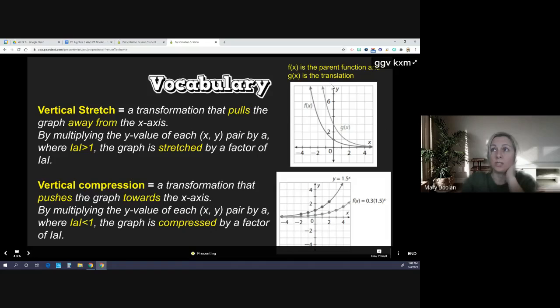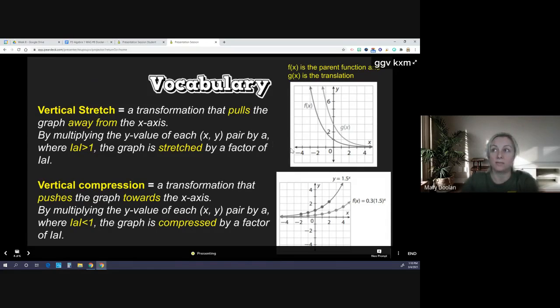And over here, in this picture, there are 2 curves. You have f of x, the one that's more to the left. That is the parent function, which means that's the one you start with. And then after a transformation, g of x is what you get over here. So this picture is showing a vertical stretch. The transformation is pulling the graph away from the x-axis. If you can imagine just stretching that curve, that's what's happening here. It was closer to the x-axis originally, but now after the transformation, it's further away from the x-axis.